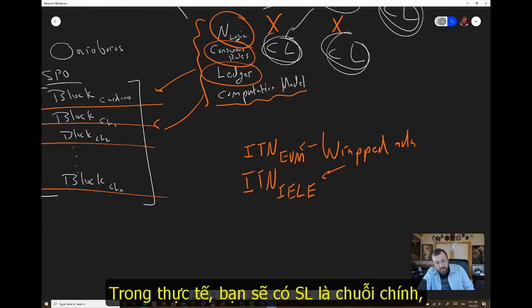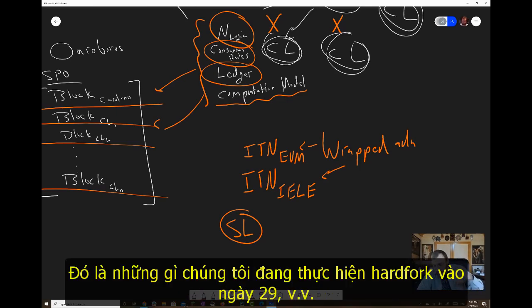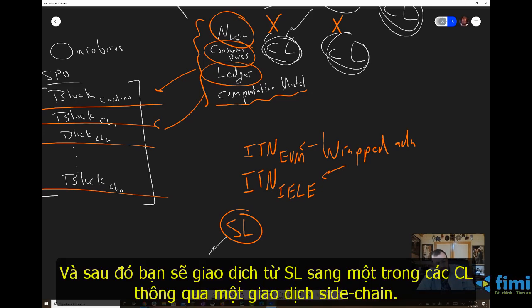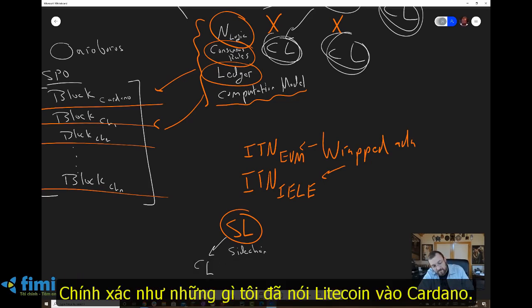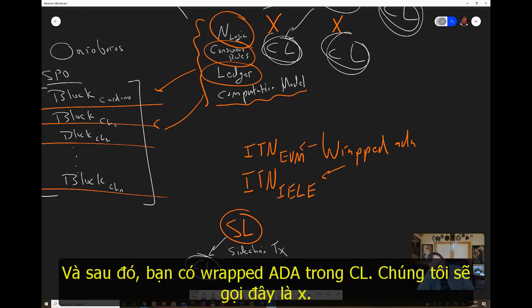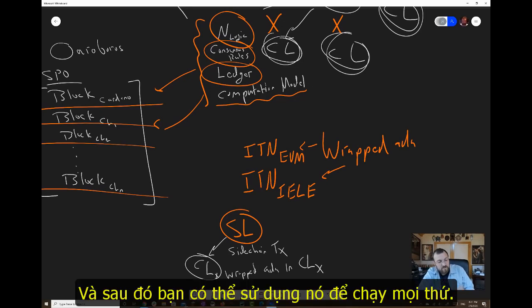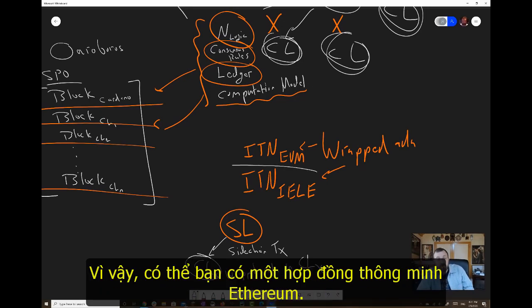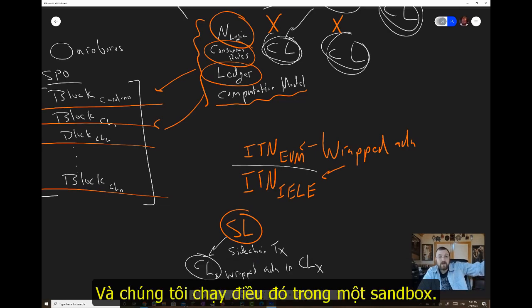Okay, so in practice, you'd have SL. That's the main chain. That's where everybody lives right now. That's what we're doing the hard fork on, on the 29th and so forth. And then you would transact from SL to one of the CLs via sidechain transaction, spiritually similar to what I was saying about Litecoin into Cardano. And then once it's there, you have wrapped ADA in CL. We'll call this X. And then you can use that to run things. So maybe you have an Ethereum smart contract, and we run that in a safety sandbox.